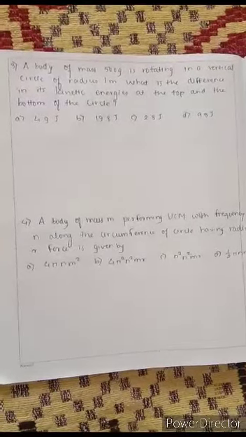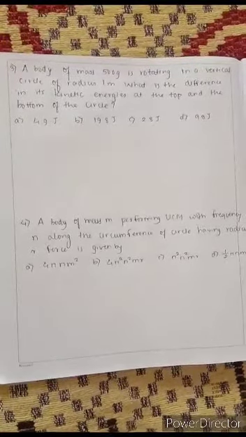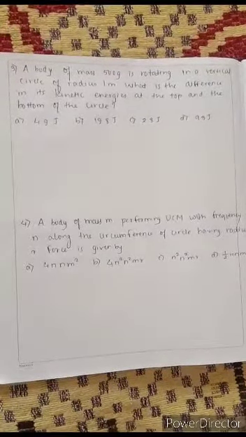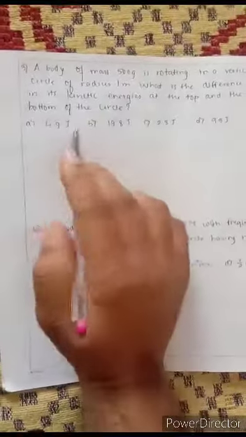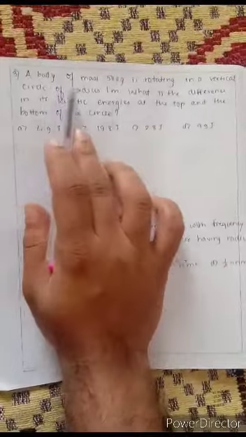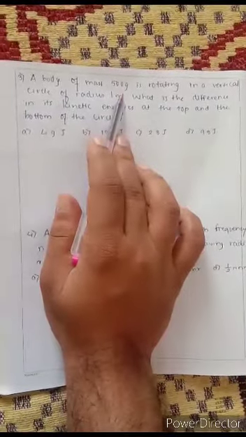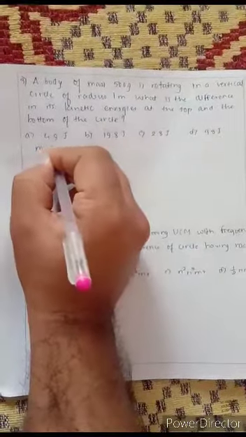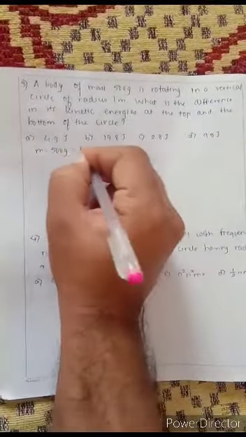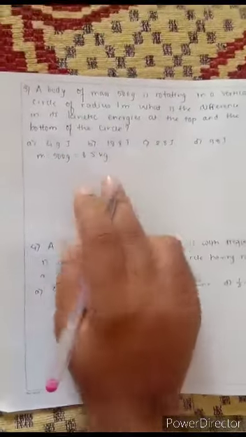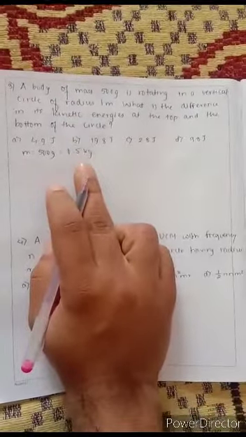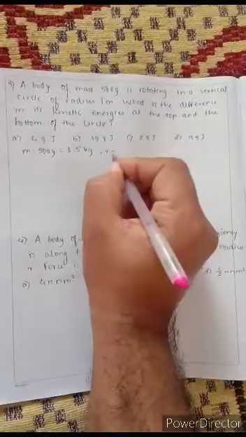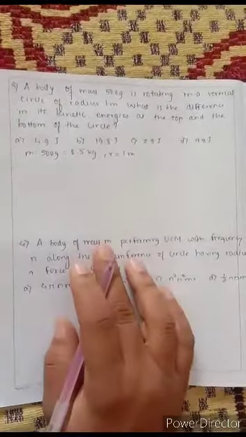The next problem is: a body of mass 500 gram is rotating in a vertical circle of radius 1 meter. What is the difference in its kinetic energies at the top and at the bottom of the circle? For this you have to read the problem very carefully. A body of mass 500 grams is given, so mass 500 grams means 0.5 kg. This is very important: first of all, convert all the things into SI. Then radius is 1 meter, it is given.